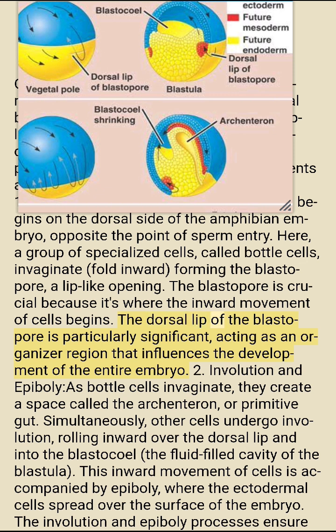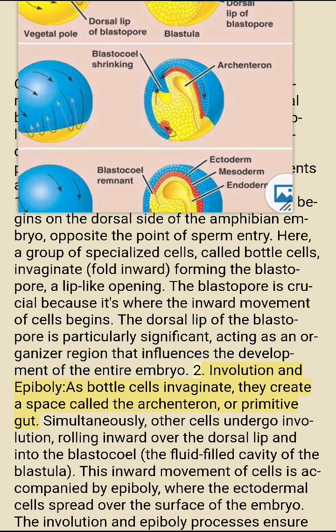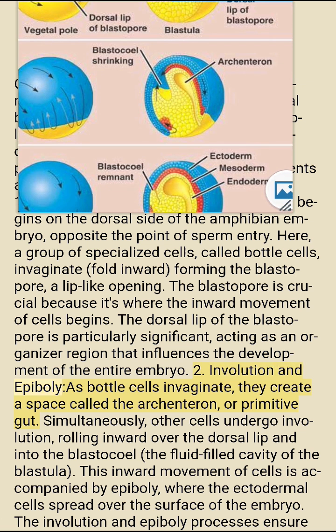The dorsal lip of the blastopore is particularly significant, acting as an organizer region that influences the development of the entire embryo. 2. Involution and epiboly. As bottle cells invaginate, they create a space called the archenteron, or primitive gut.